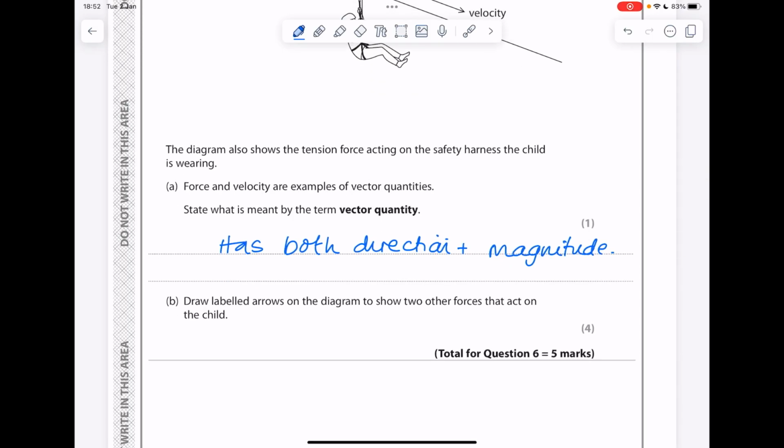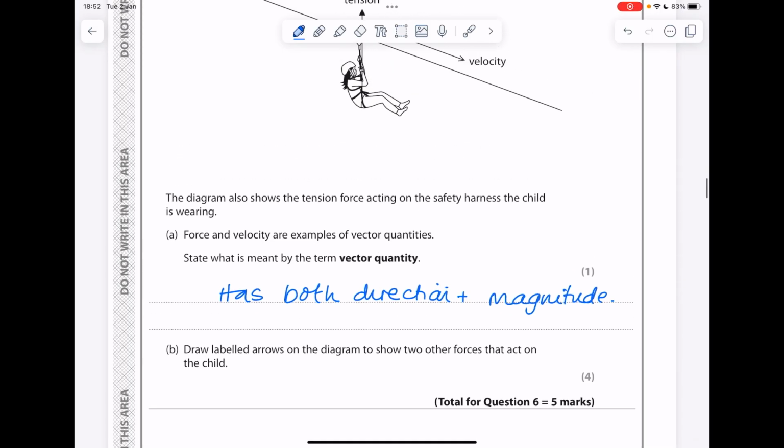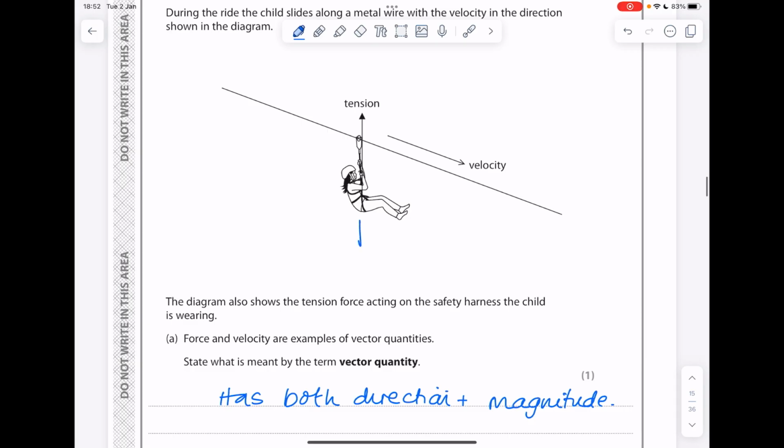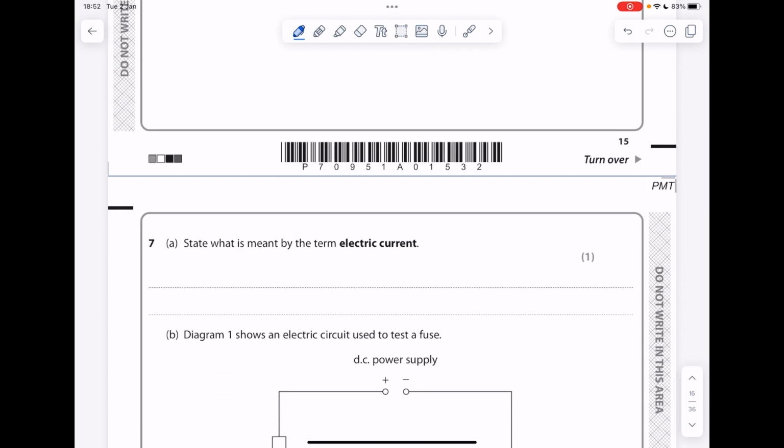Draw labelled arrows on the diagram to show the other forces that act on the child. So remember, you're going to have weight acting downwards, and then acting in this direction against velocity, you're going to have drag or air resistance. State what is meant by the term electric current. It's the rate of flow of charge.